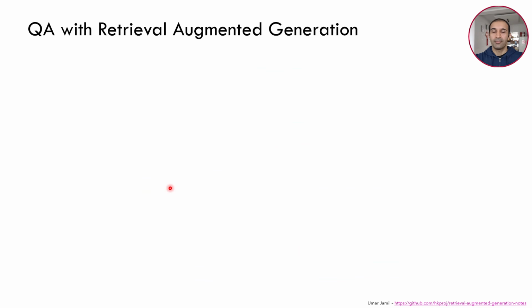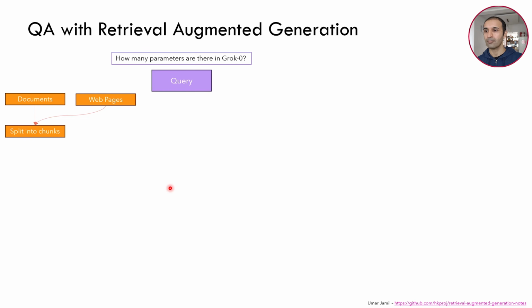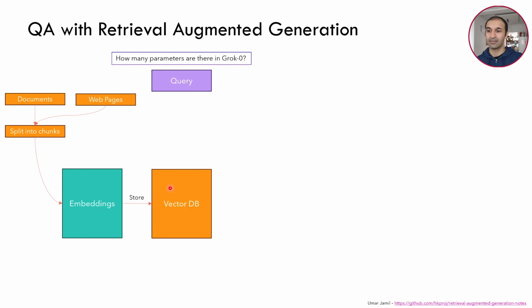Okay, now let's review again the pipeline of retrieval augmented generation, now that we know how embeddings work. We have our query, which is: how many parameters are there in Grok 0? Then we have some documents in which we can find this answer. The documents may be PDF documents or web pages. We split them into single sentences and we embed these sentences using our sentence BERT. Our sentence BERT will produce vectors of a fixed size, suppose 768, and we store all these vectors in a vector DB. We will see later how it works.